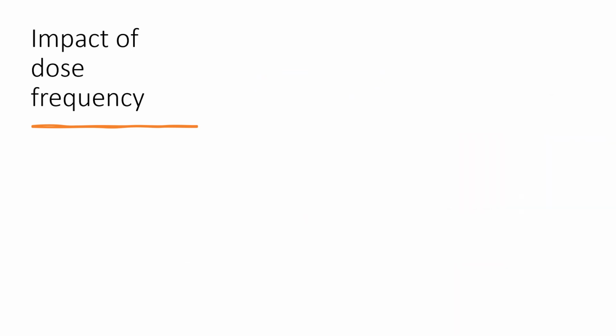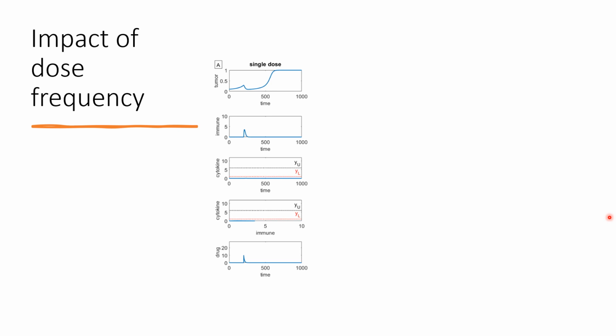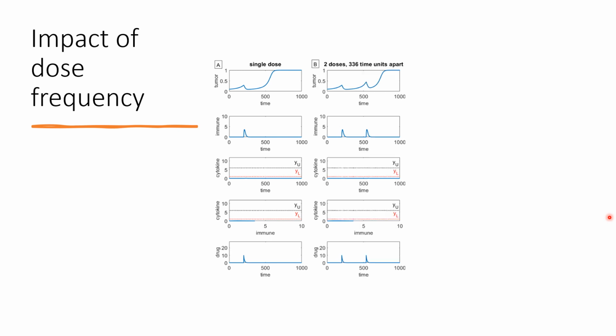Okay. So next, let's look at the impact of dose frequency. Now, we realize that for CAR T cells, usually you're just dealing with one dose, but for the sake of exploring all the possibilities, we take the case where we had a single dose. Okay, that was ineffective, that was not great. But now let's see if we can give the same dose, but in this case 336 time units apart, some kind of amount of time apart.